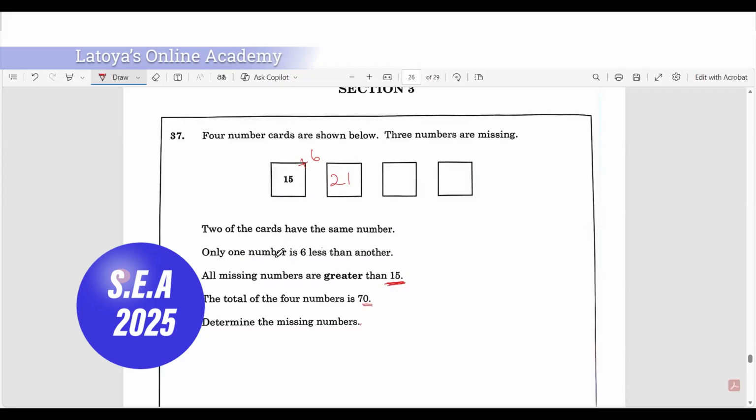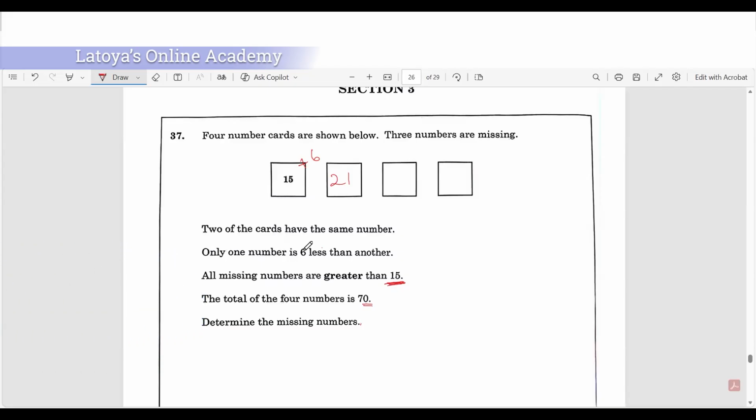So what we identified so far, only one number is 6 less than another. So we have 15, we have 15 and 21, and 15 is 6 less than 21. So we have that. It says the total of the 4 numbers is 70. And 2 cards have the same number. So whatever we get for here, the same is going to be for here.